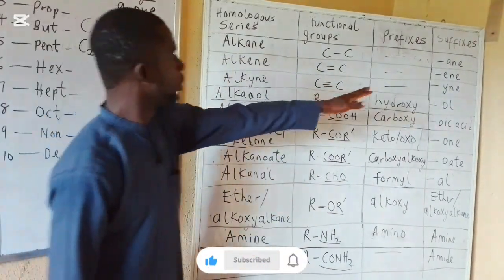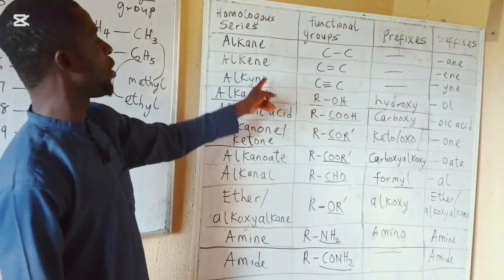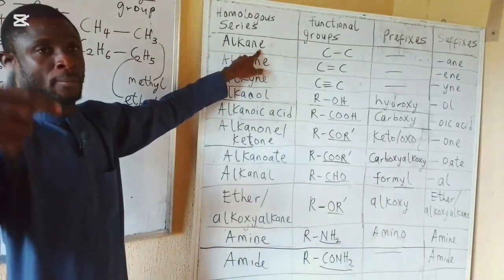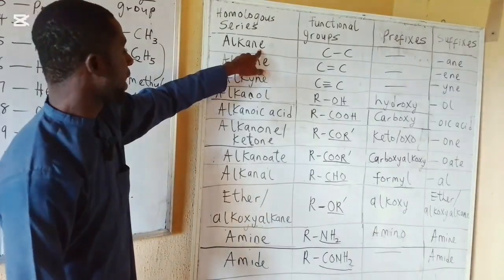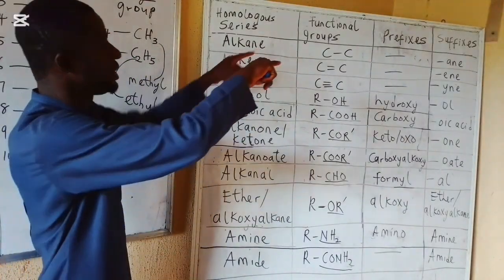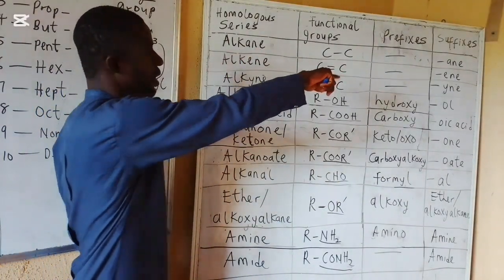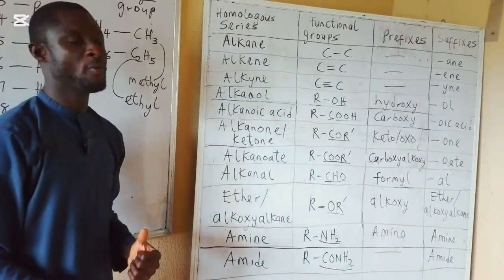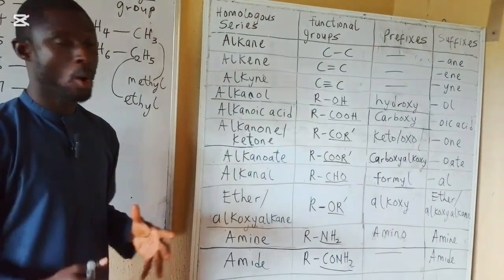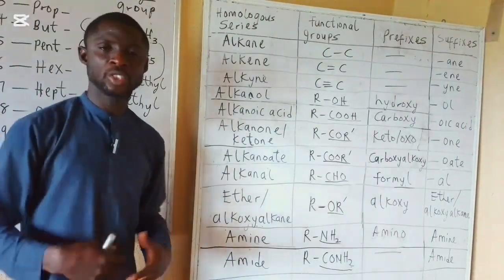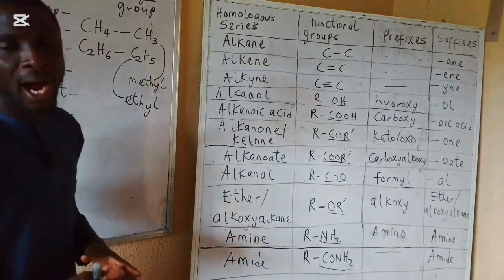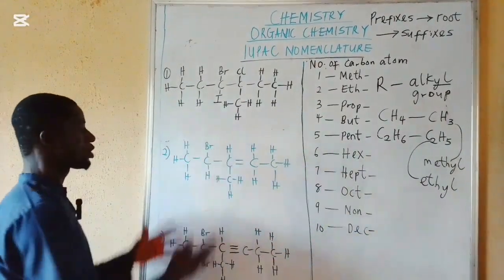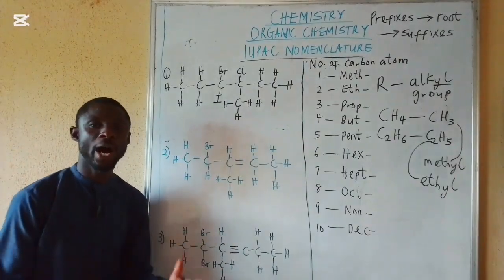And this suffix is the ending of the name of a particular homologous series. For alkane, what is the ending? ANE. So for any organic compound that belongs to alkane, the suffix that ends the name of that compound is ANE. That's what will be added to the root present in that organic compound. Now let's go back to how to name our organic compounds. Let's come to the structure that we want to use for naming organic compounds today.